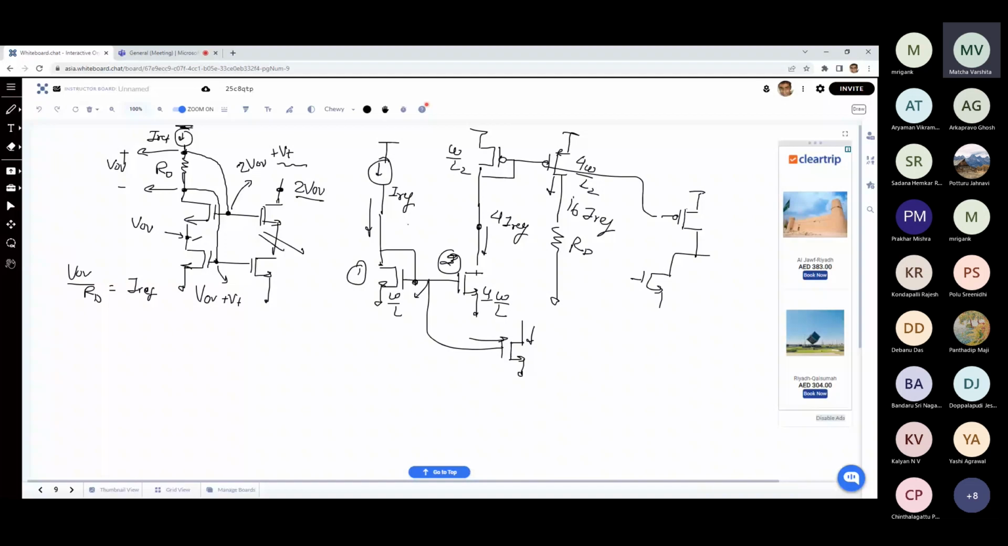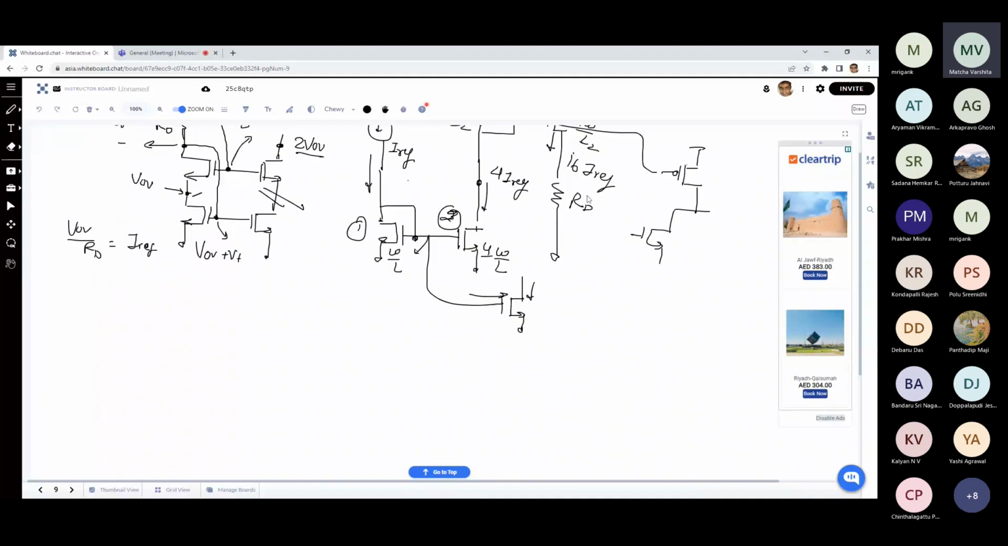Is this clear? This is very simple. I don't think there is much to be discussed. Any question?